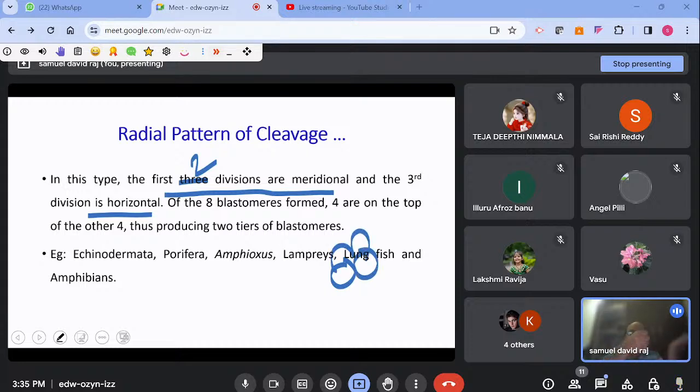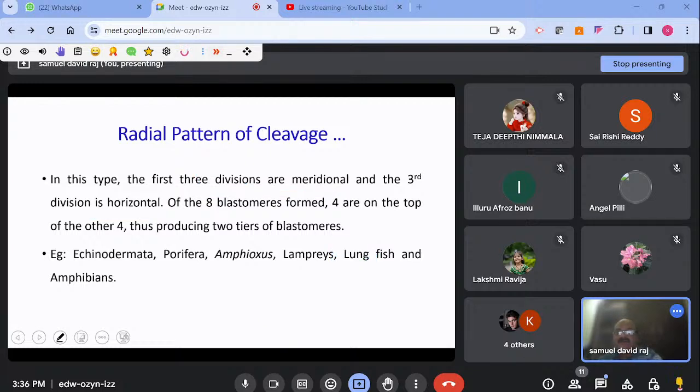Now the third division is said to be horizontal. That means it cuts through the equatorial plate on either side, so that 8 cells are produced. 4 are present on the upper side, and 4 are present below. If they are equally sized, all are blastomeres. If they are unequal sized, some are called micromeres and the others macromeres, which we are going to see in coming slides.